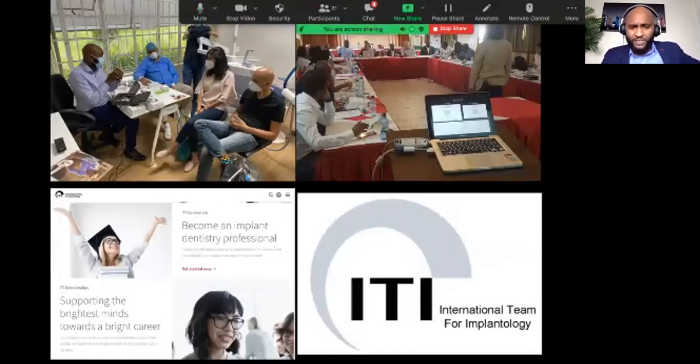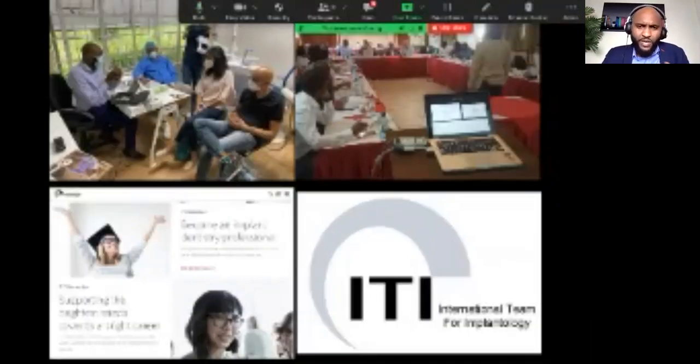In fact, if you look at the bottom pictures there, you'll see that there are actually scholarships in the ITI. I'm aware some of you are applying, and I'll be happy to send in a recommendation for whoever may be interested in. There's also a curriculum that you can go through to improve your implant dentistry.